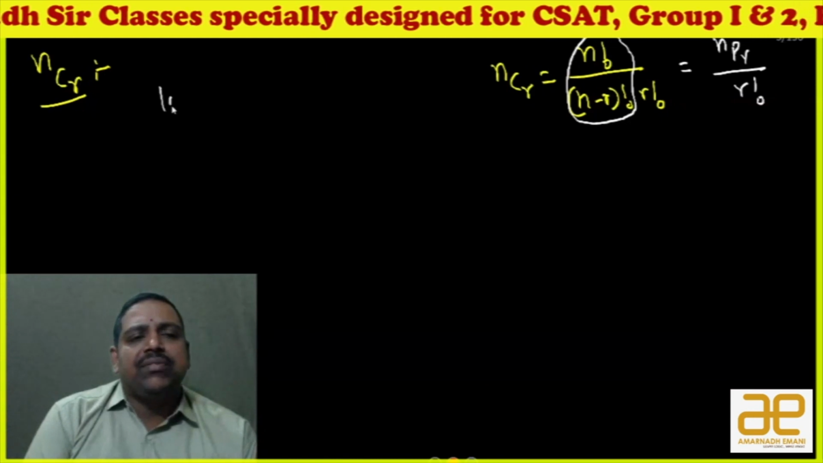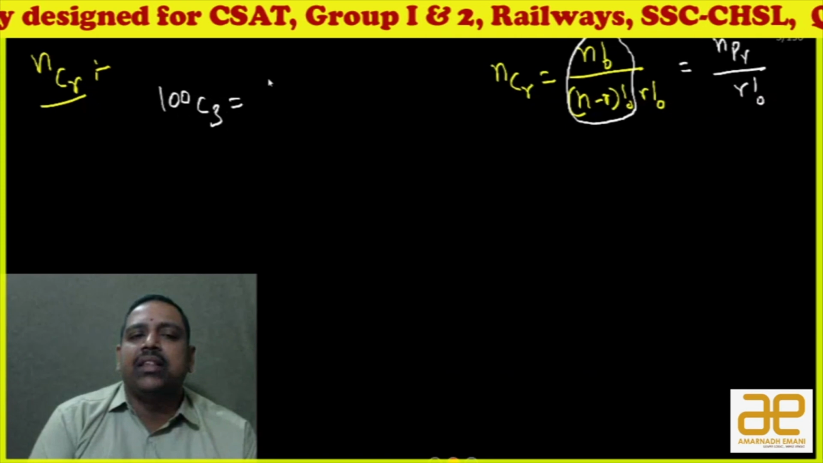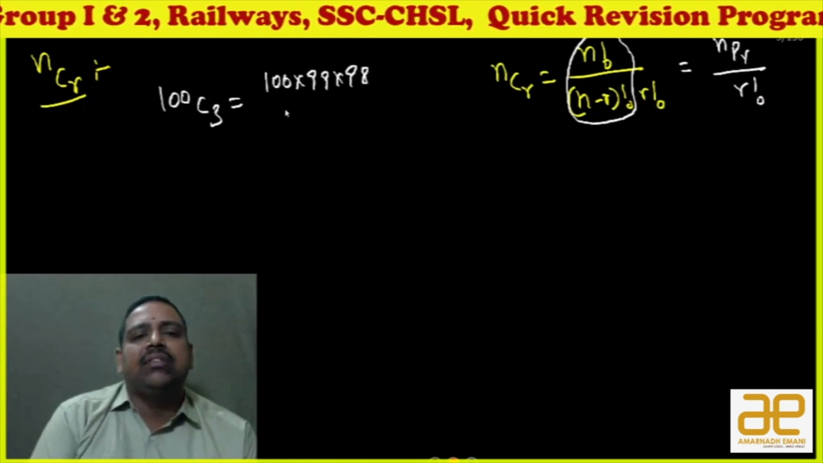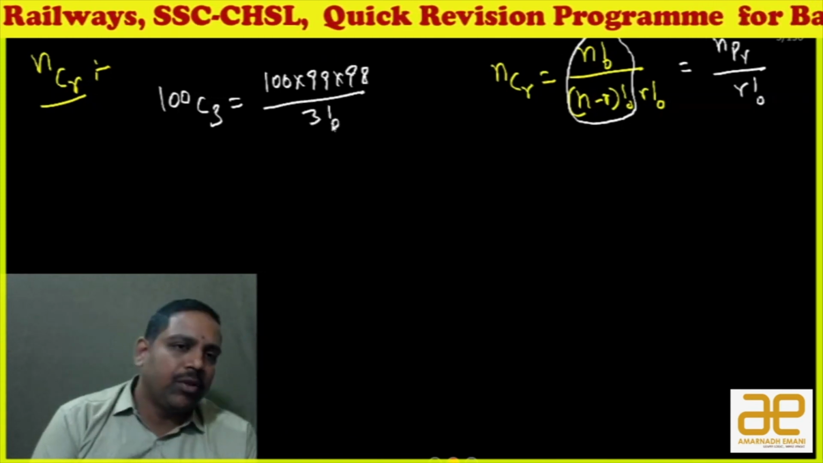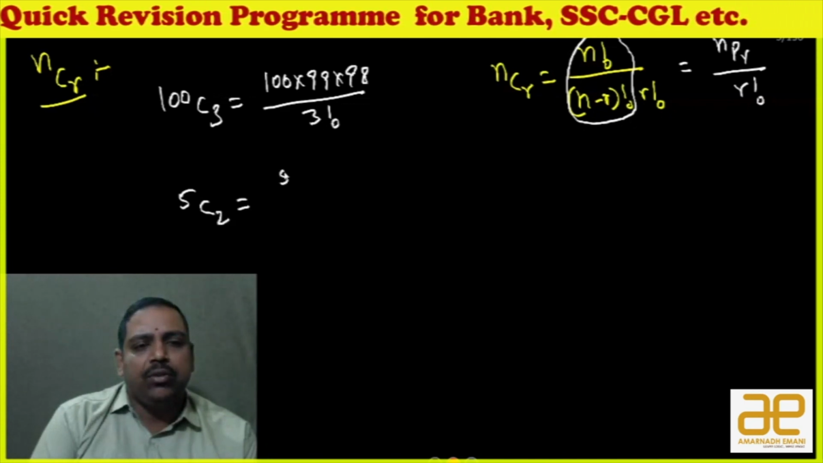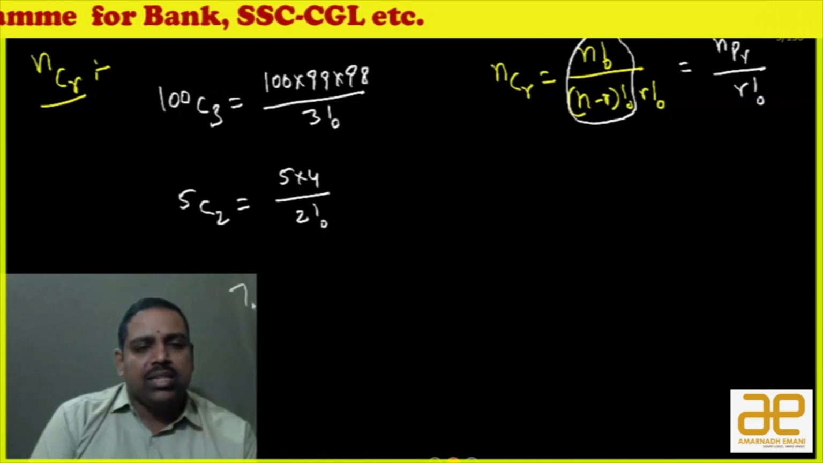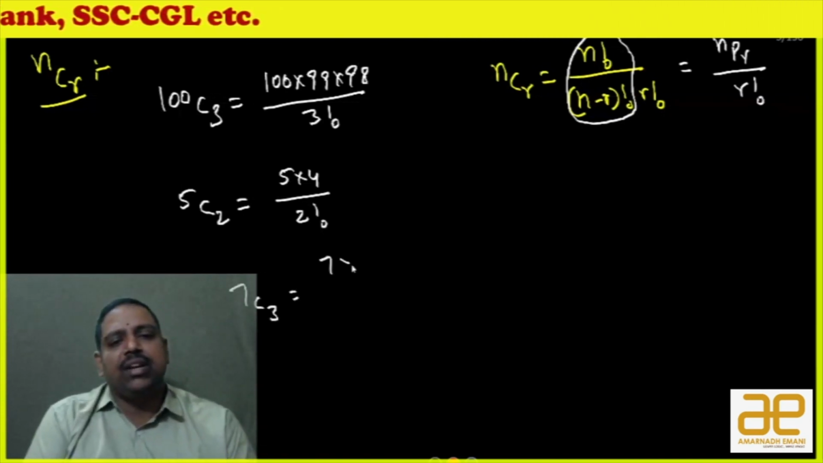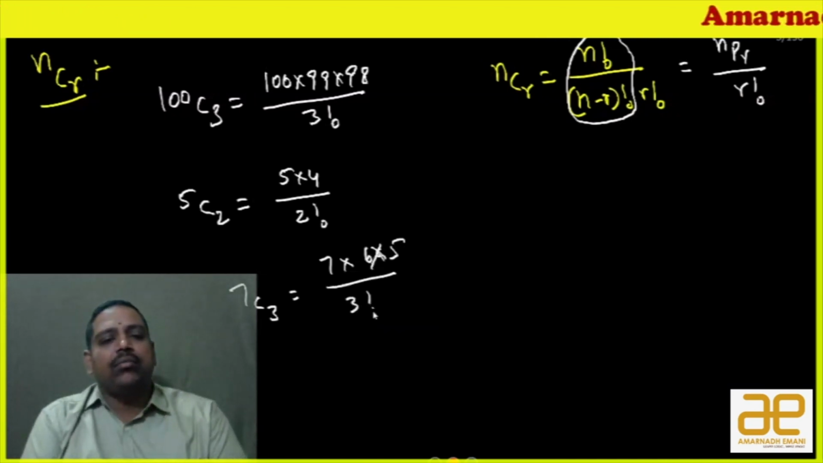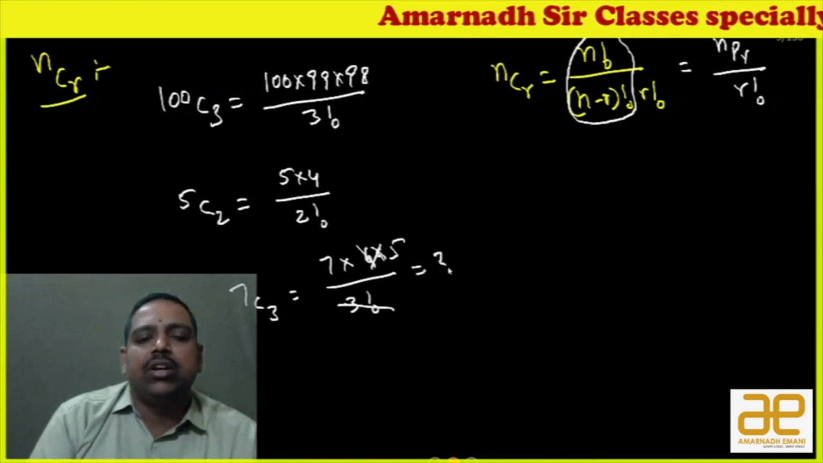Now, suppose at some place if he is asking what is 100C3, okay, first nPr, right? 100P3. 100P3 means 100 into 99 into 98 by 3 factorial. This is what we have to do. Okay, right, good. So 5C2 means I have to write 5 into 4 as 5P2 by 2 factorial. Okay, so 7C3 means 7 into 6 into 5 by 3 factorial. Okay, if you simplify, 3 factorial is 6, no? These two get cancelled. How much is it? 7 into 5, that is 35.